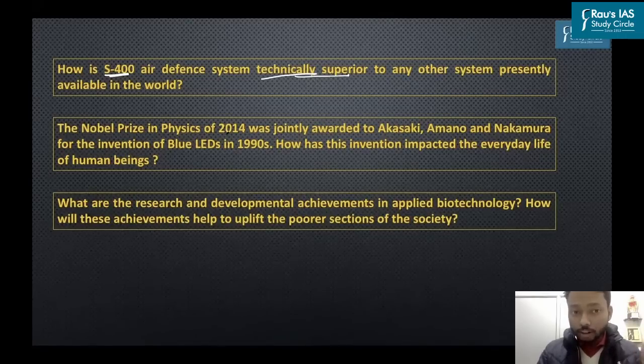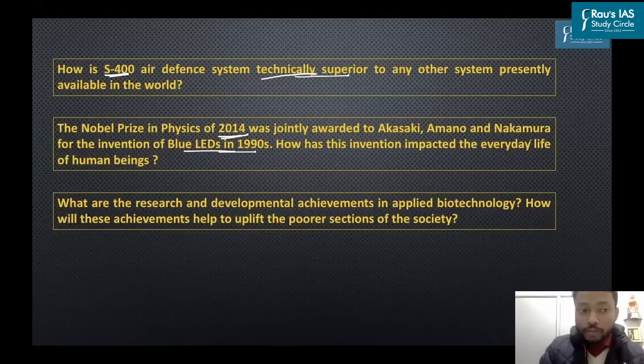Other question of science and technology was on LED. Question on LED has been long pending. UPSC asked a question that the Nobel Prize in Physics of 2014 was jointly awarded to 3 people for inventing blue LED in 1990s. This is the context. How has this invention impacted the everyday life of human beings?